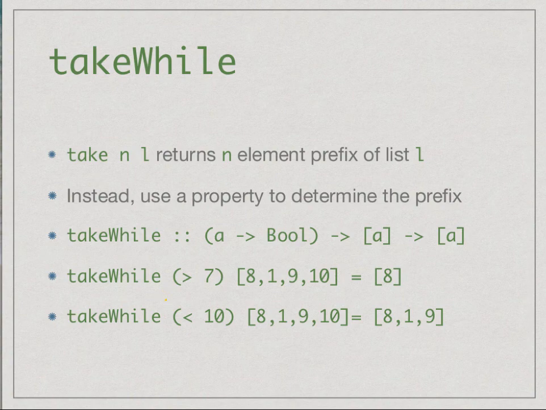So analogously, if you change the property for this list and ask for all the numbers which are less than 10, then it finds that 8, 1 and 9 are all okay. But on the other hand, 10 itself is not strictly less than 10, so you get 8, 1, 9.